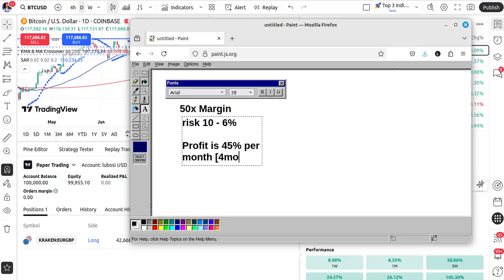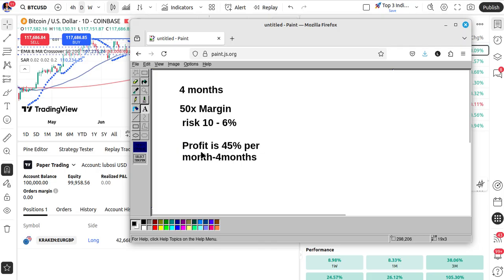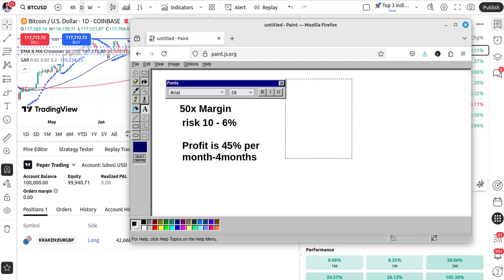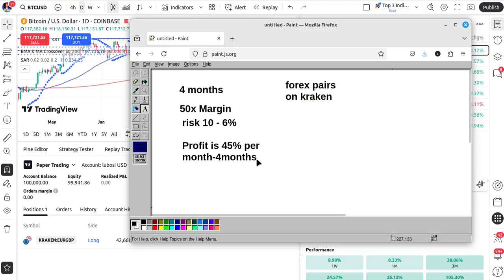So every 4 months. That's how much you are risking. Within 4 months you'll be making about 45% every 4 months. You're risking about 10 to 6%. Your margin is 50x, and remember it's a 4-month move. So this is it.